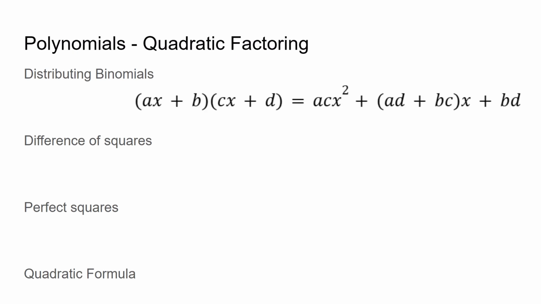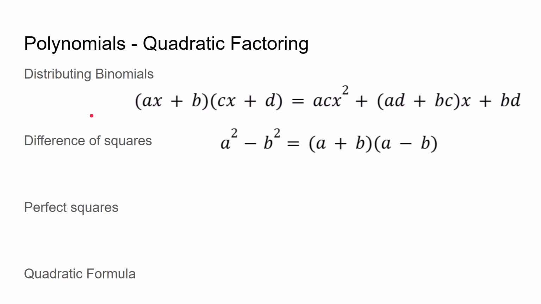If you have two binomials, there's a way to distribute it. The most popular way is called foiling, which is first, outer, inner, last. So you'll multiply the first two terms, then the outer terms, and the inner terms, and then the last terms. And with this, you would result in this expression for the polynomial.